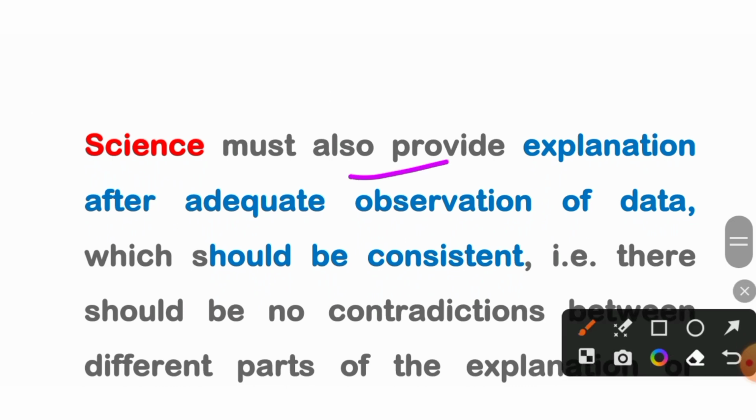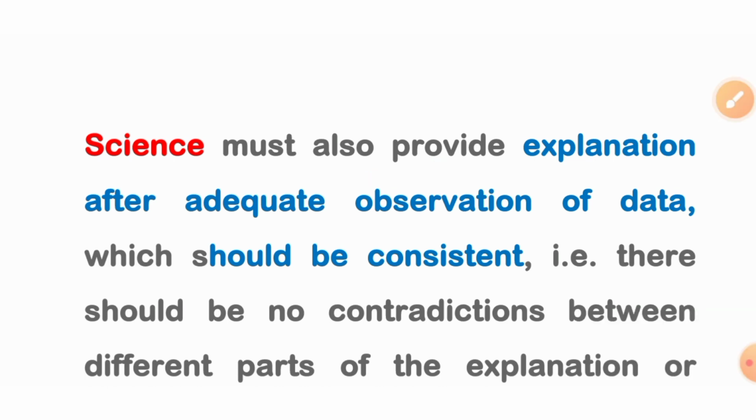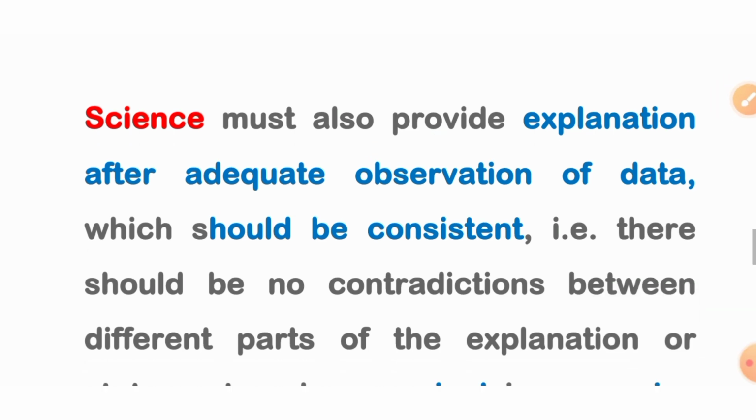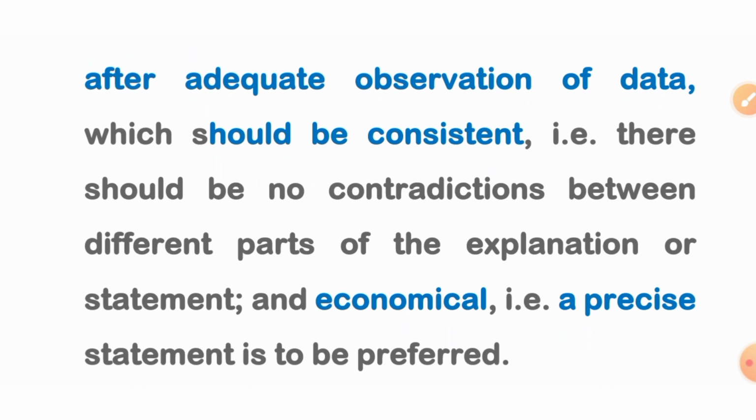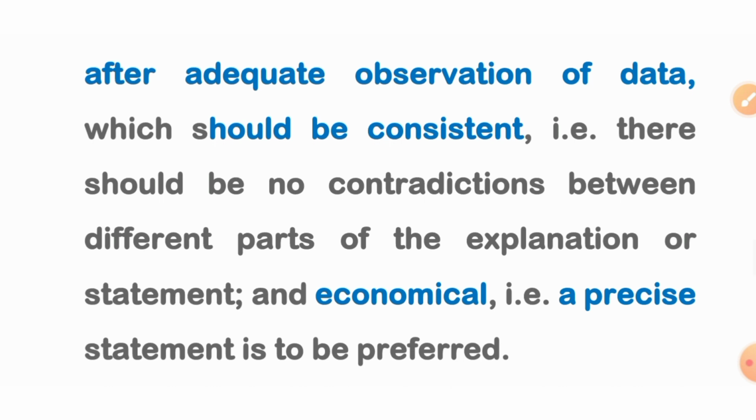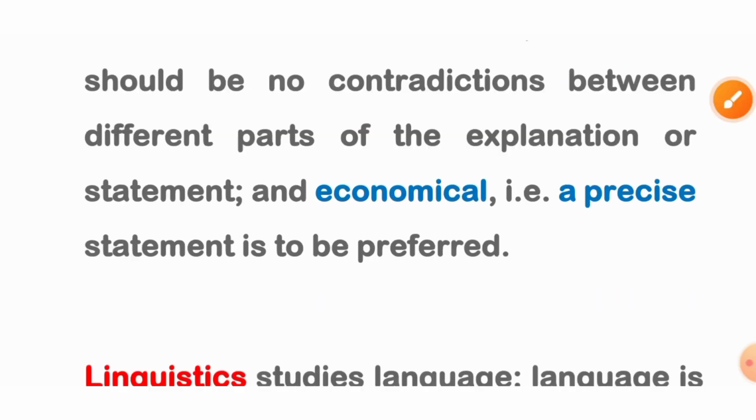Science must also provide explanation after adequate observation of data, which should be consistent. What does it mean by consistent? It means there should be no contradictions between different parts of the explanation or statement. And economical, it means a precise statement is to be preferred. Science mostly talks in a precise way, and no undue explanation is given.